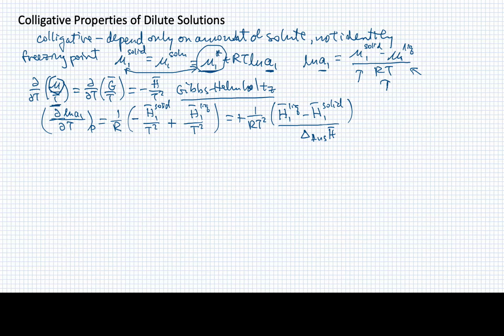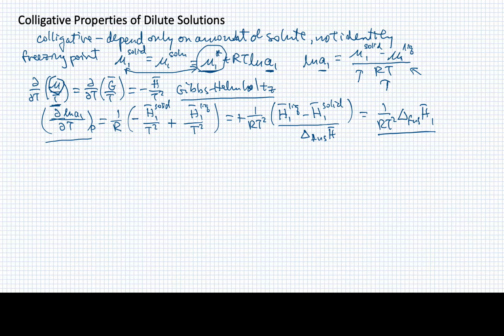that substance. So in other words, I can write this as 1 over RT squared delta fusion of the molar enthalpy for substance 1, which is our solvent. All right, so this is a very nice relationship between the temperature derivative of the log of the activity and the fusion enthalpy, the change in fusion enthalpy for our solvent. All right, now how can we utilize this a little bit further?